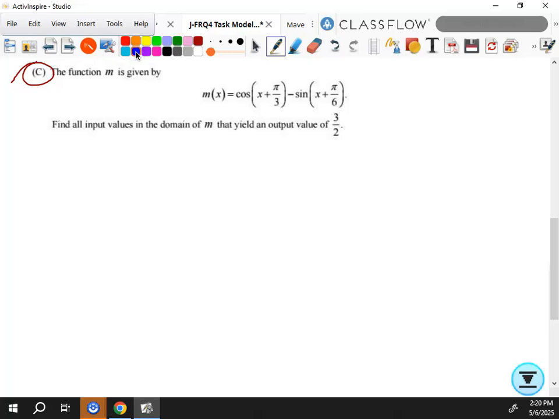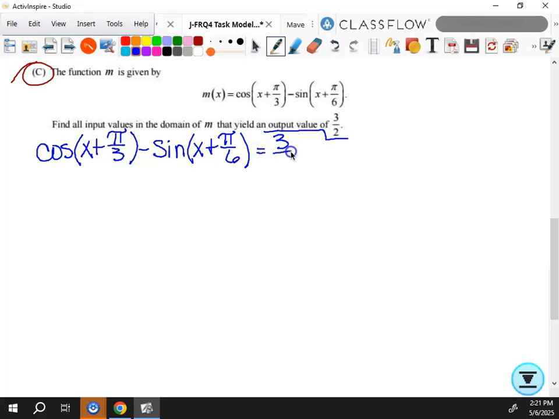Okay, so we have a function. We want our output to be this value, so that means I take my function and set it equal to that. So that's what we're going to write down. Cosine of x plus pi thirds minus the sine of x plus pi sixths equals 3/2. Right?